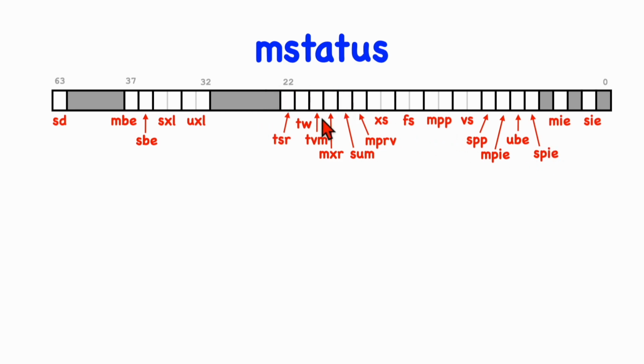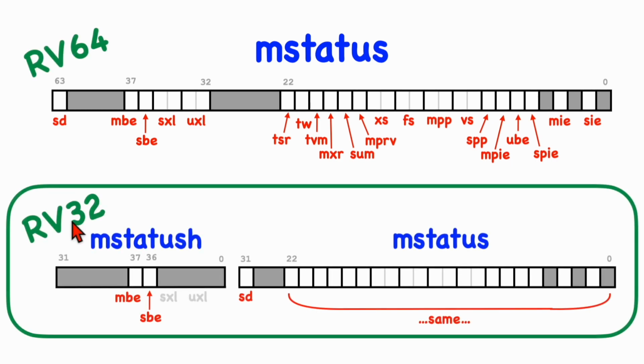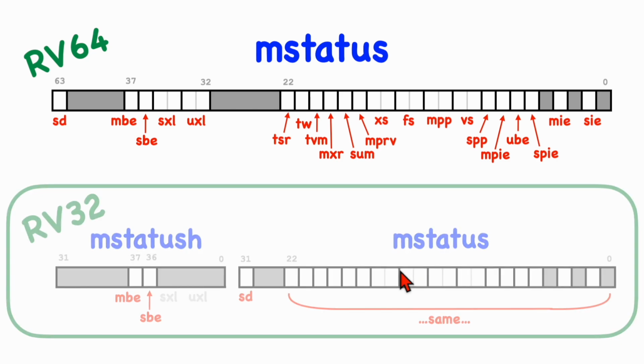Now I'm showing the status register here in its 64-bit version, and if we're running on a 64-bit machine, this is what we'd have. If we're running on a 32-bit machine, the 64-bit status register is broken into two 32-bit pieces, the lower half and the upper half. So there are two register names, and one ends with an H for high half. And the fields are essentially the same. All right, the SD field is moved into this bit position, and a couple of these fields are not needed for the 32-bit version, but otherwise it's the same. So we can ignore the 32-bit version.